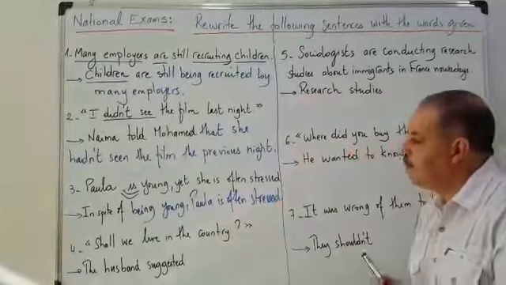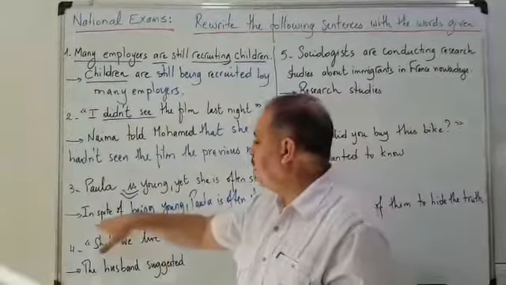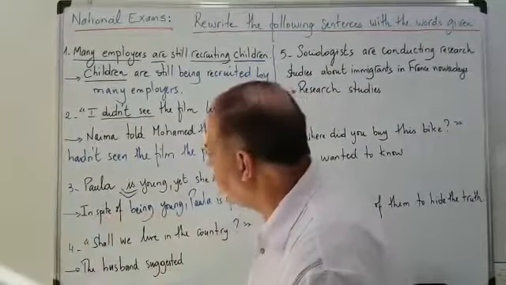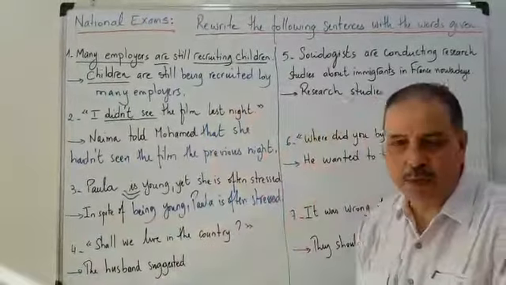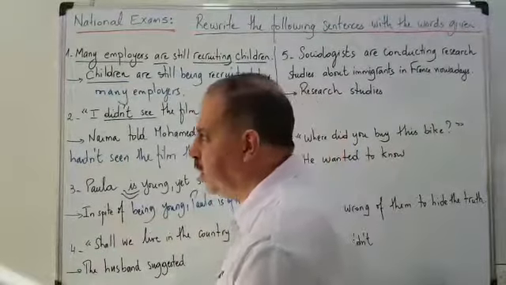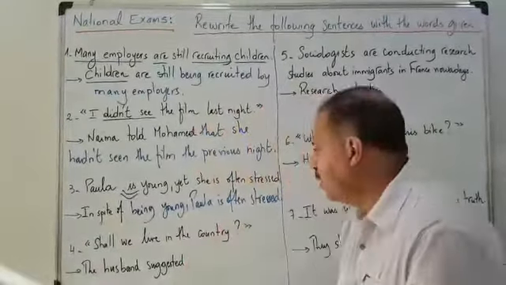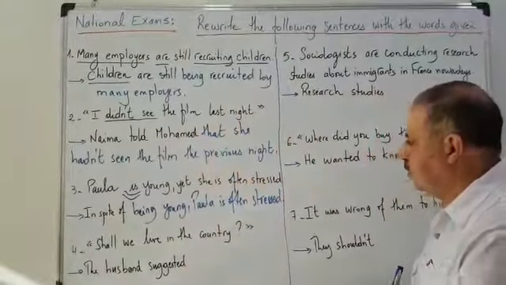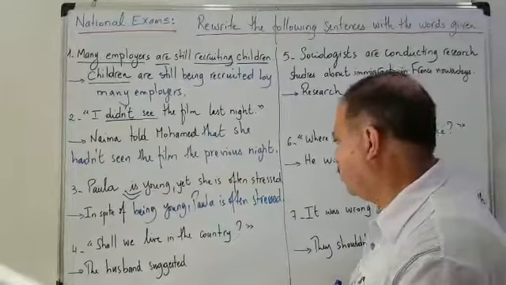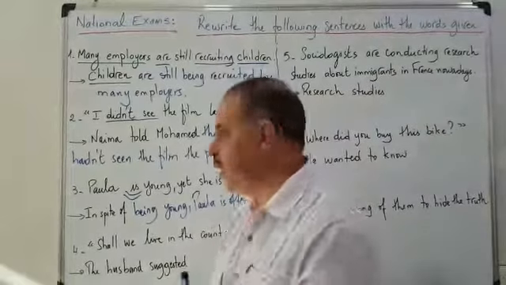That's it. We have dealt with the linking words of concession, and we should remember all the things that need these linking words. Number 4: Shall we live in the country?